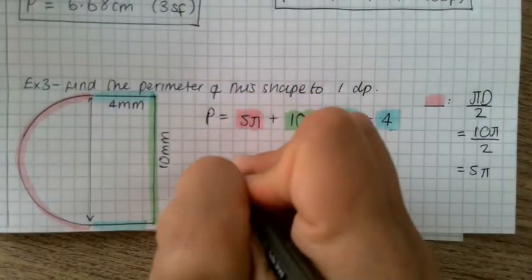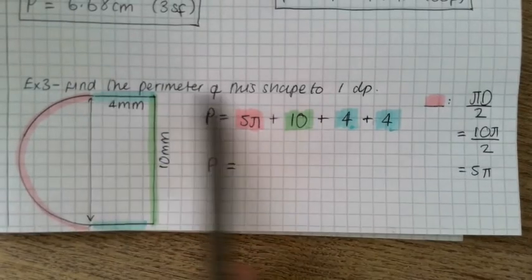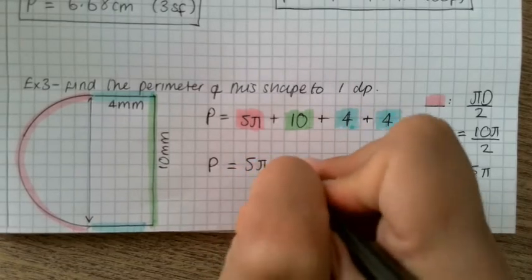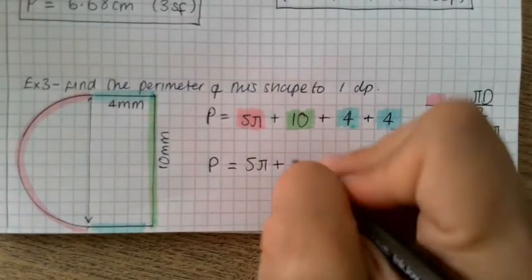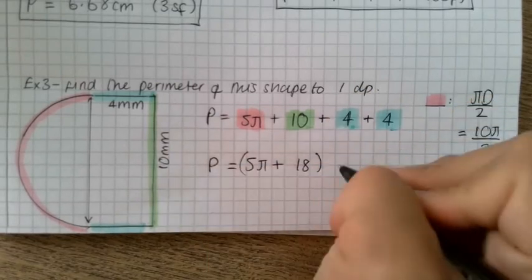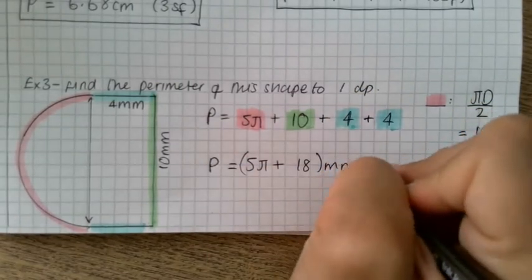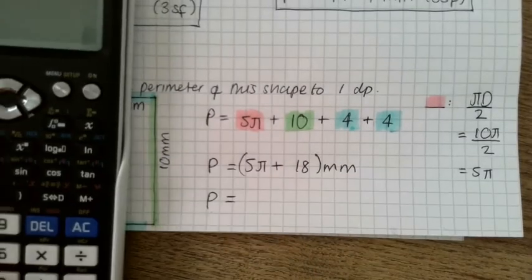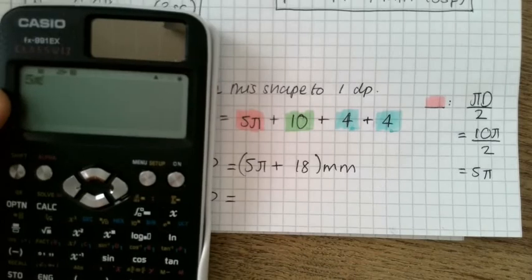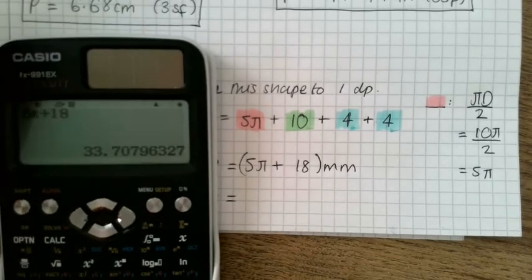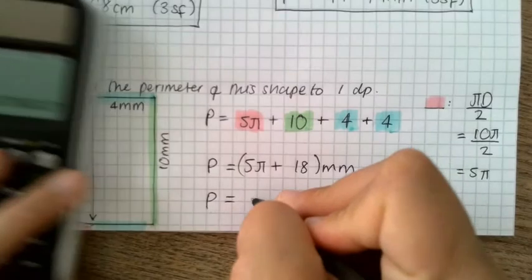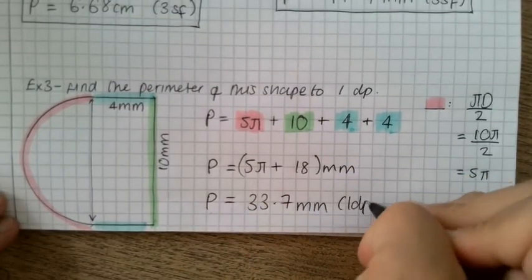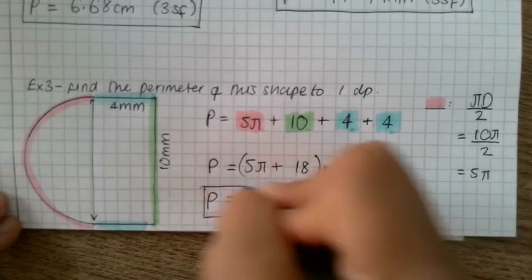So I'm ready to type this all into the calculator now. The question doesn't want this in terms of pi. If it did, I would have 5 pi plus 10 plus 4 plus 4, plus 18. That would be my answer in terms of pi, but we want this to 1dp, so we're going to type into our calculator 5 pi plus 18, and to 1dp we have 33.7 millimetres. Give our rounding as well, and we are done.